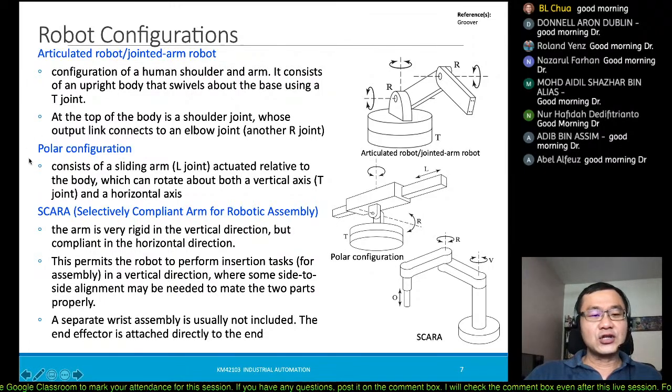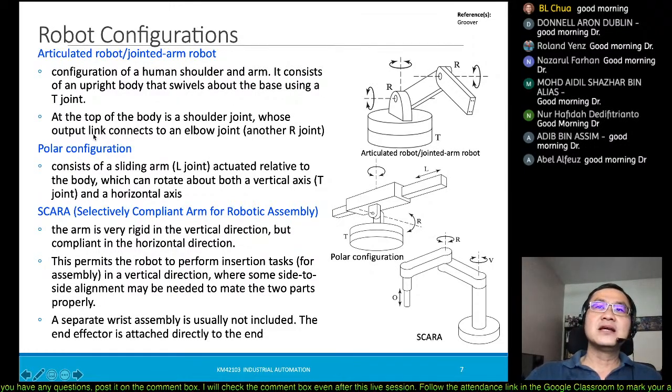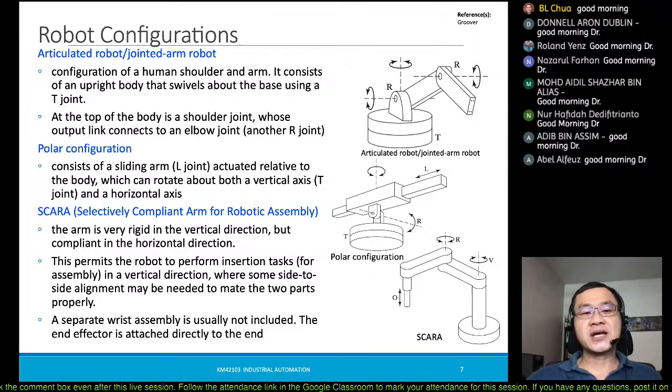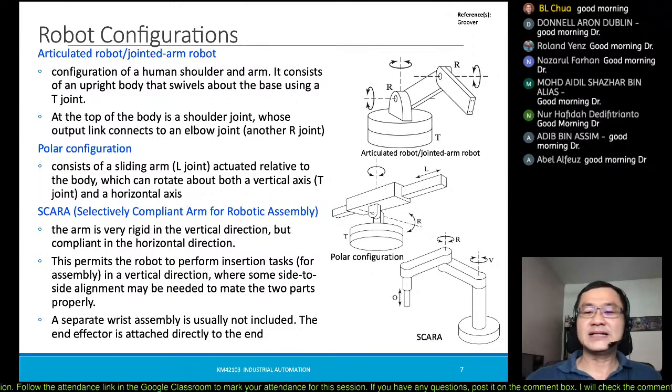So if you are dealing with this kind of polar configuration robot, then if the coordinates of the locations of your object are expressed in polar coordinates, that would be much easier for you to program later on.